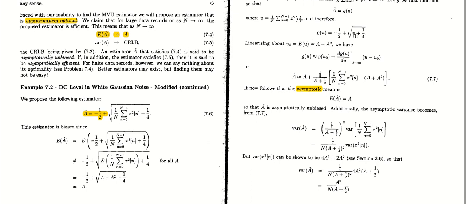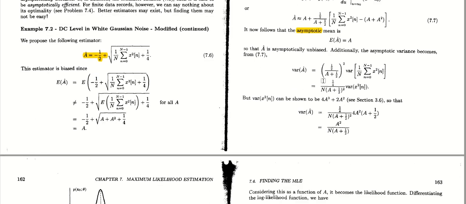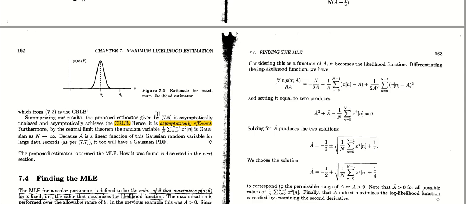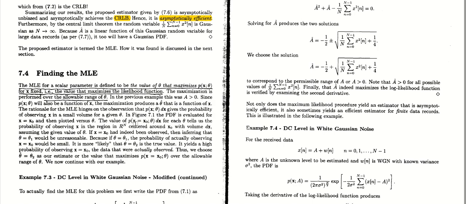Then we find the asymptotic one, and the asymptotic one comes from a linearization approximation of the Taylor expansion, right? It actually comes from the Taylor expansion. And then we will be able to calculate its asymptotic mean and asymptotic variance, and it approaches the true value in CRLB, which is good. So now let's take a look.